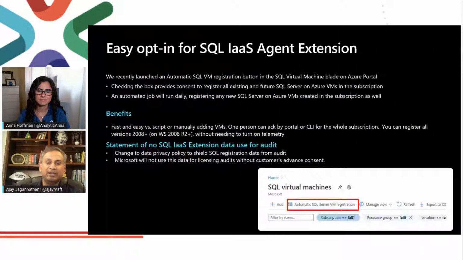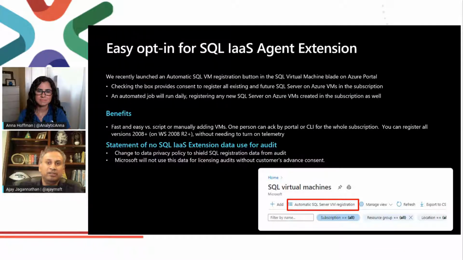Now, in the next slide, you can see here's a recent update we have made available both in the portal, the screenshot at the bottom, as well as through command line, where you can automate and simplify the registration of all your VMs at a subscription level without having to go individual VM by VM basis. So if you go to the Azure portal and click on SQL Server VM registration, all it asks you for is consent. And if you accept the consent, we will go ahead and automatically install and register it for you.